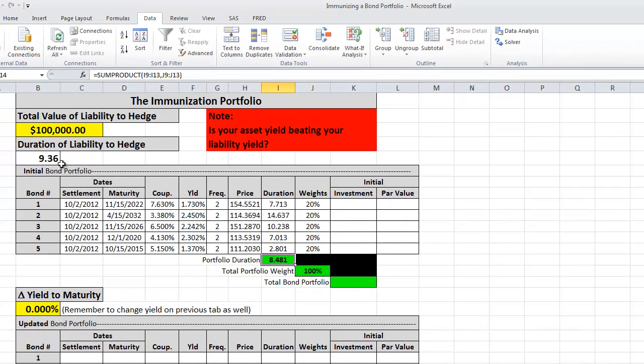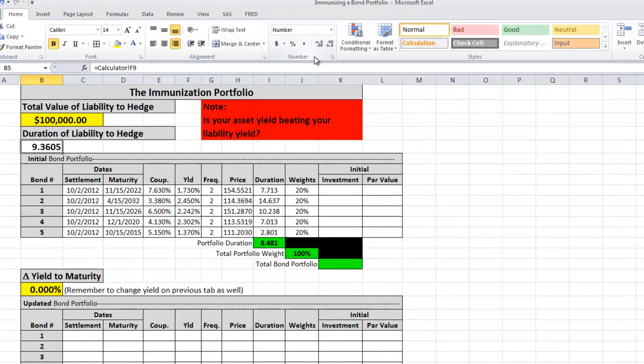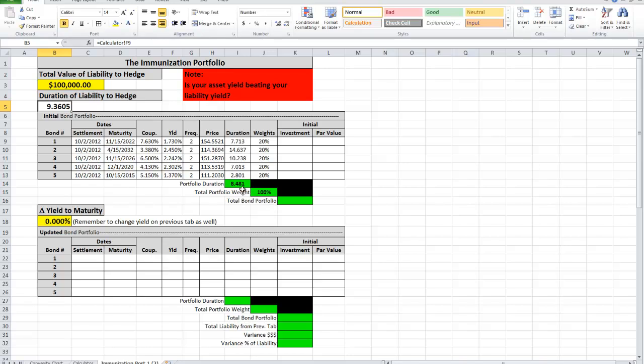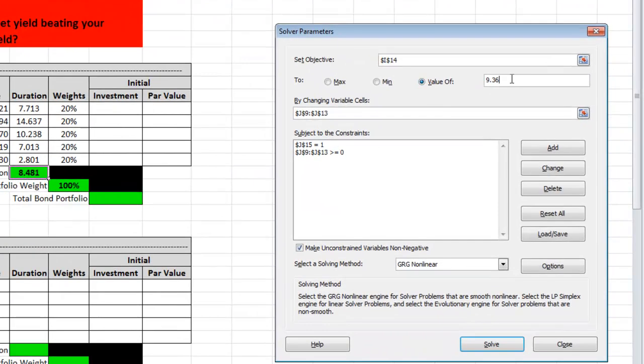Now you may want to, and I do recommend this, carry that out a couple decimal places. So 9.3605. So now we go to our Solver function and we'll get a little bit more precise here. So we want to set that equal to 9.3605 by changing our weights.